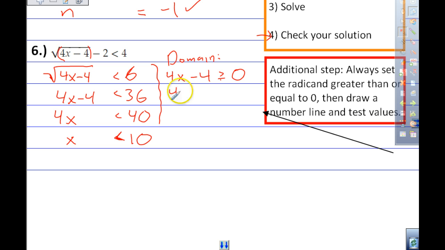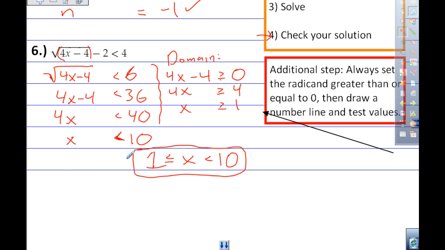And then when you solve this, you notice that, in fact, no numbers less than 1 will actually work. So even though this is saying everything less than 10 works, the domain is saying, yeah, everything less than 10, but also it has to be bigger than 1. So in truth, that's everything between 1 and 10. Any numbers between 1 and 10 will actually be solutions. Okay. And you want to write your answer this way in your in-between format.